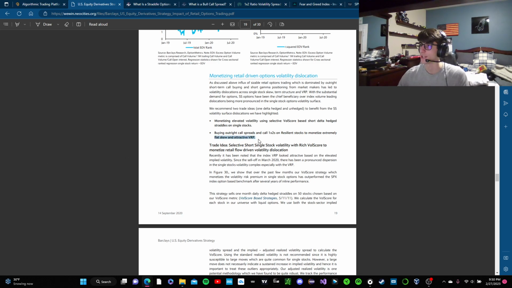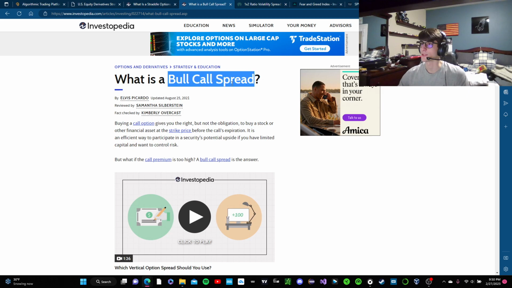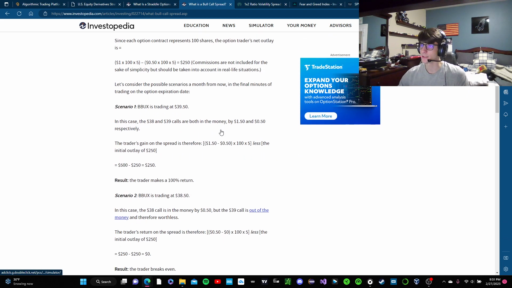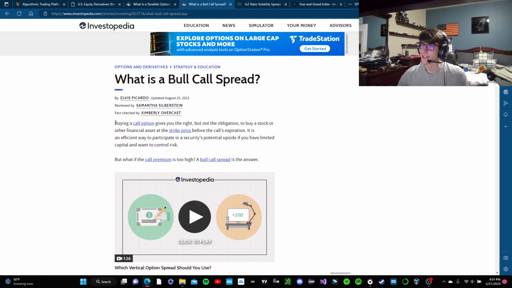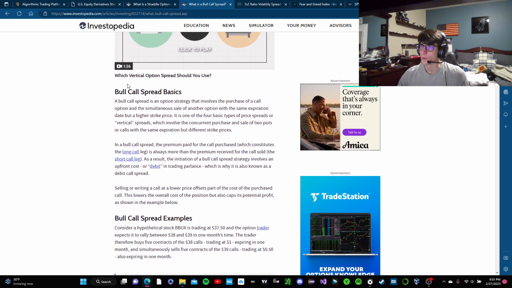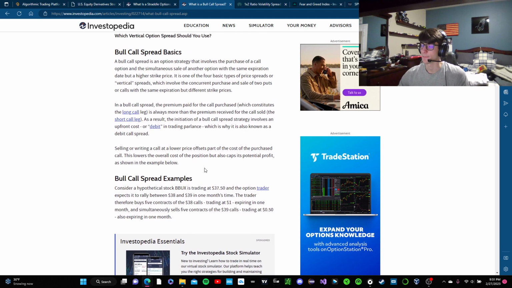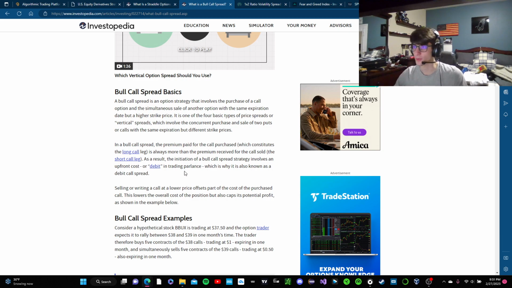Before I say what flat skew and attractive VRP means, what's a call spread and what's a call 1x2? Well, a call spread, also referred to as a bull call spread, means that we're buying a call option. A bull call spread is an option strategy that involves the purchase of a call option and simultaneous sale of another option with the same expiration date but a higher strike price. It is one of the four basic types of spreads, or vertical spreads, which involve the purchase and sale of two puts or calls with the same expiration but different strikes, is the English of that.